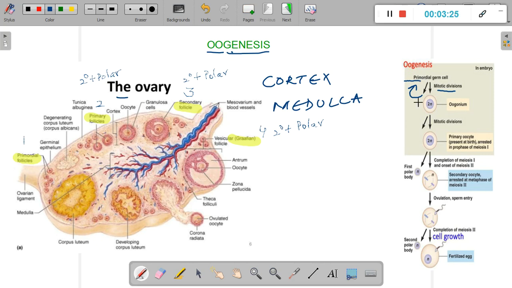But there are certain cells which do not add up to the primordial germ layer, but decide further to undergo meiotic events, and these cells are called oogonia. These are cells equivalent to the spermatogonia that you studied in spermatogenesis. Now, these oogonia then prepare themselves for meiotic divisions.